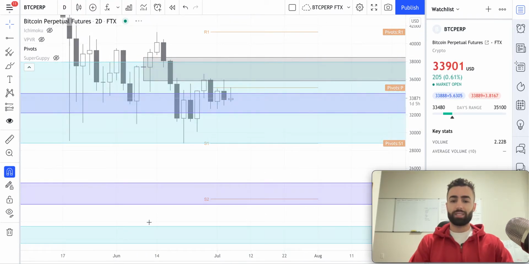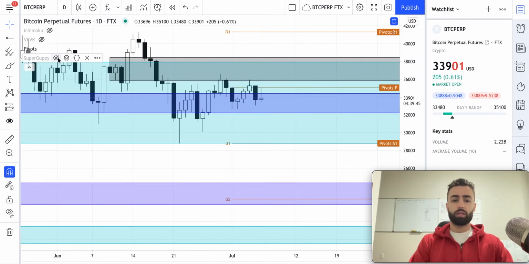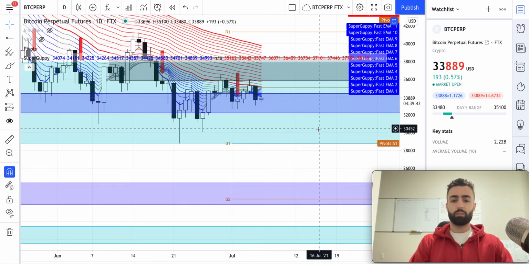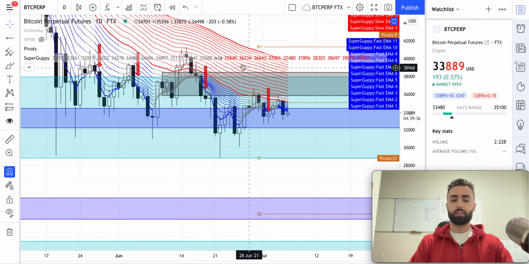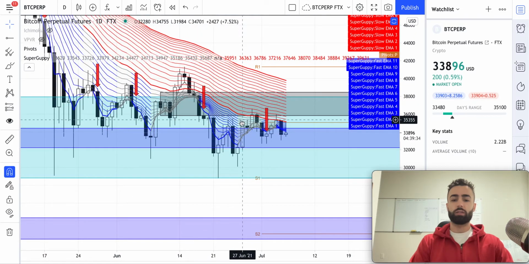If we look at this from a daily perspective, the daily Super Guppy is still very much in the bearish position here, with all of the longer term EMAs, these dark red ones, above the shorter term EMAs, which are these dark blue ones here.